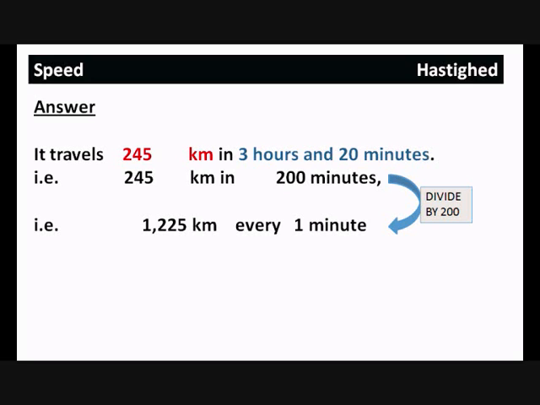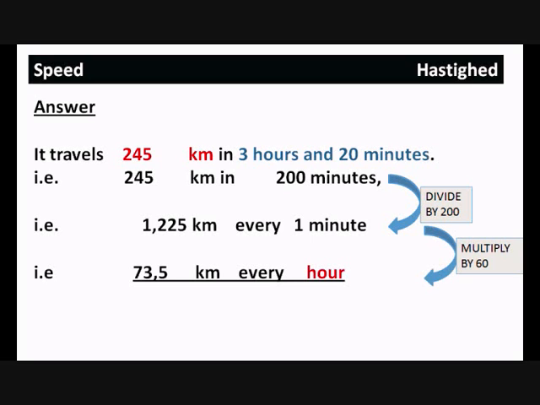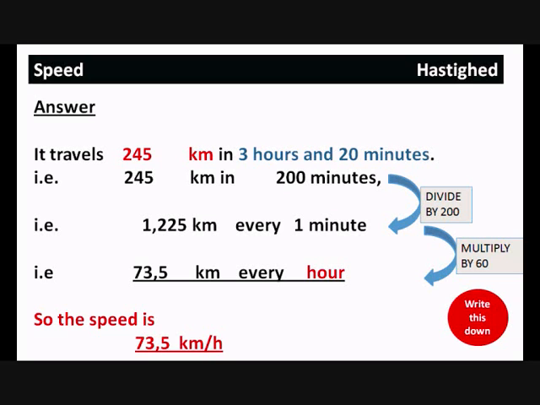Now, if we know how much it can go in 1 minute, we can find out how much it can go in 1 hour just by multiplying everything by 60, because there are 60 minutes in an hour. So if we do that, we get 73.5 kilometers it can go in 1 hour. So that's the speed, 73.5 kilometers per hour. So write that down if you're taking notes.